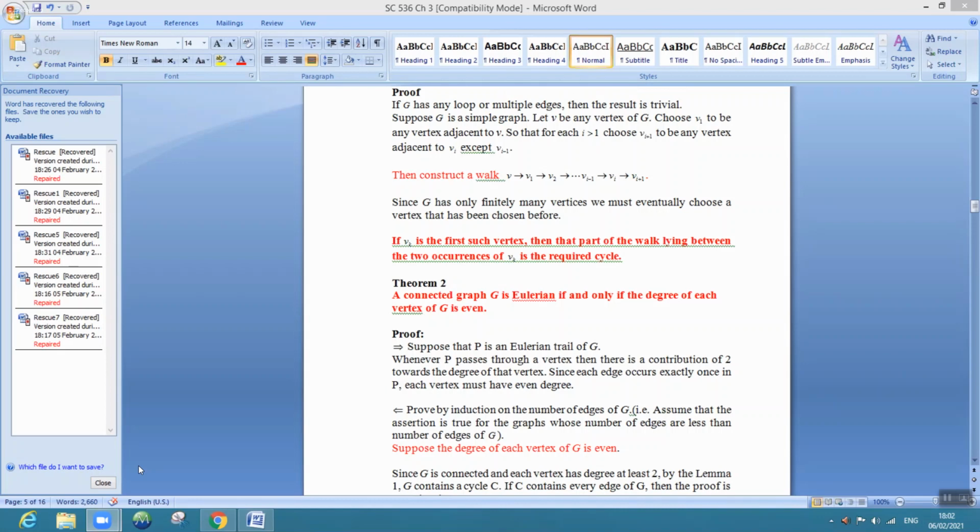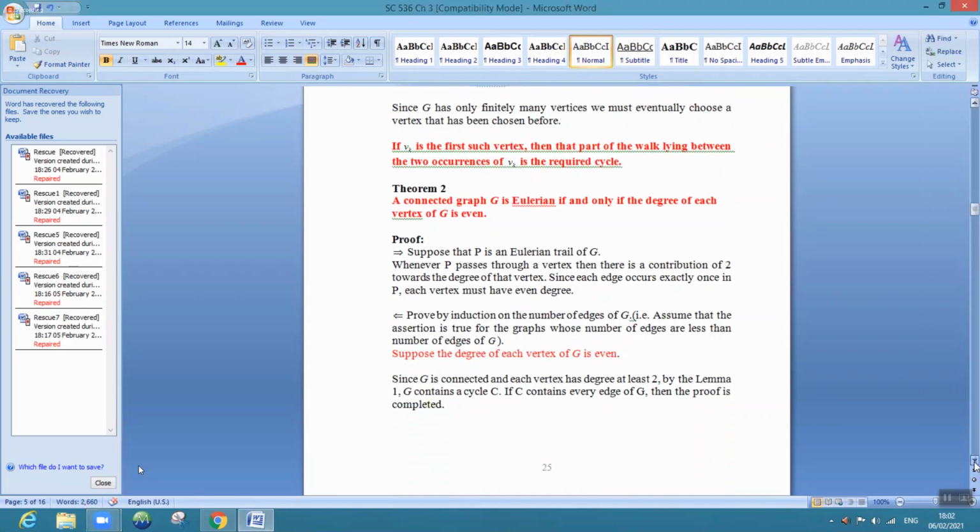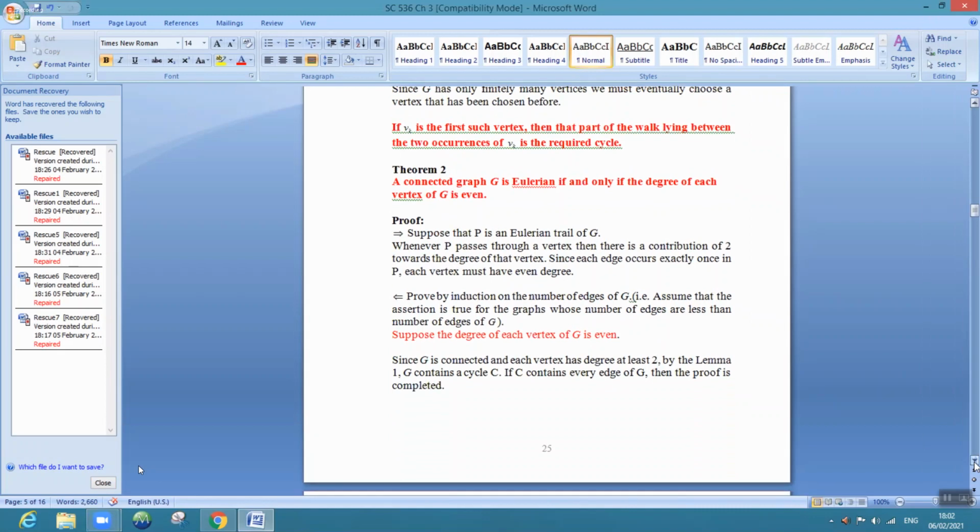Now, since the degree of each vertex is even, each vertex has degree at least 2. By the lemma, if the degree is at least 2, then G has a cycle. If that cycle contains every edge of G, then we are done. We have a cycle containing all the edges, and that is the Euler cycle.